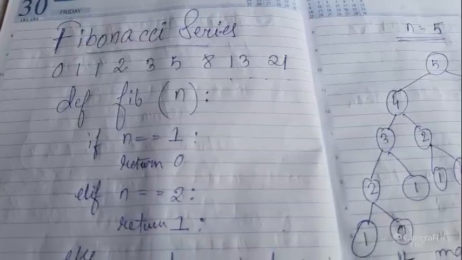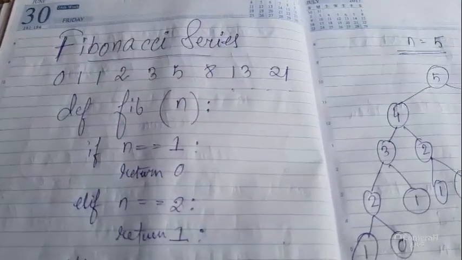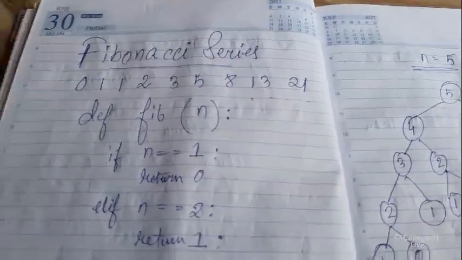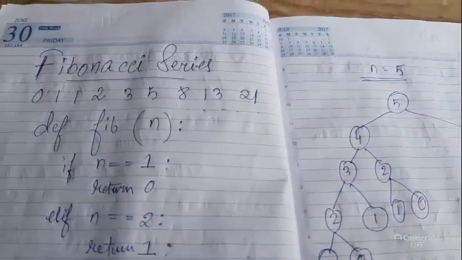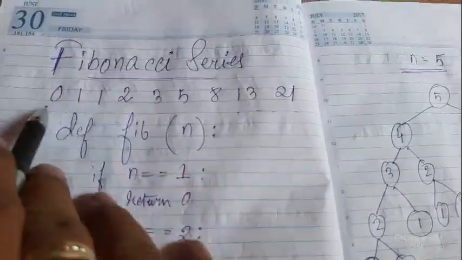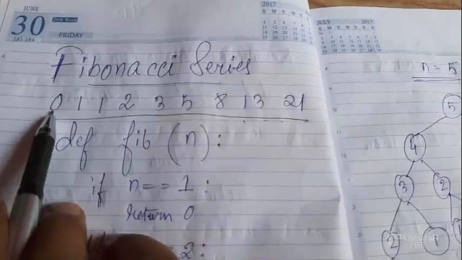Most of you are familiar with this series, because in class 11 when we did the looping structure, at that time we did this problem. Fibonacci series, what is the structure of this series? Let's understand that first. This is our Fibonacci series. Now what is the logic here? Here the initial values are 0 and 1.